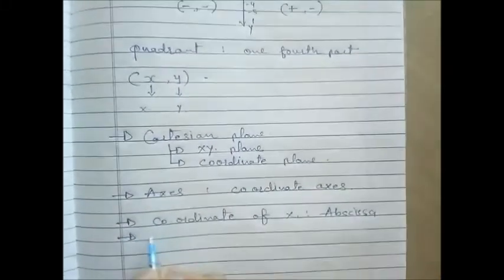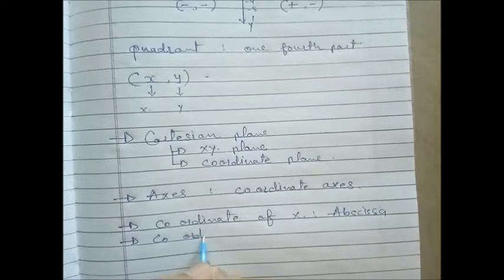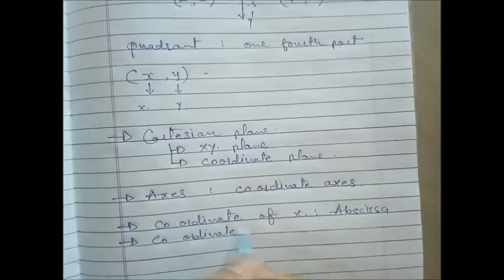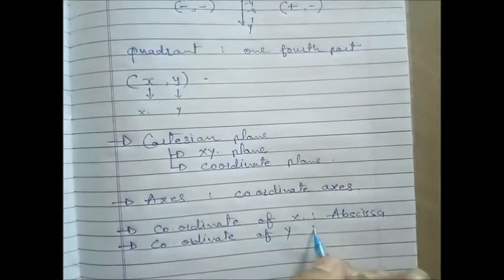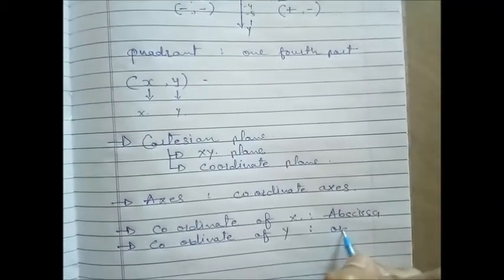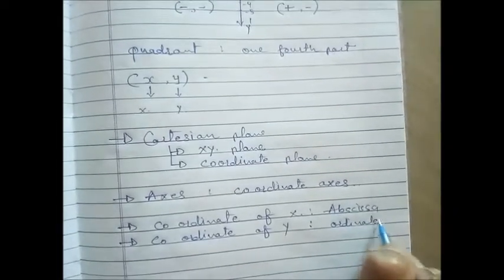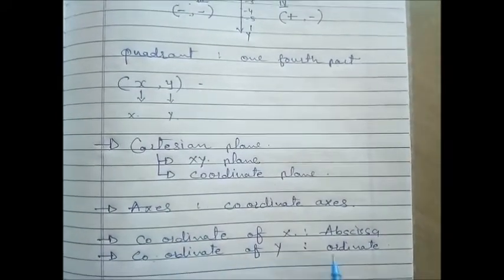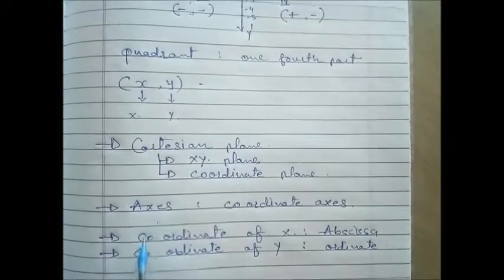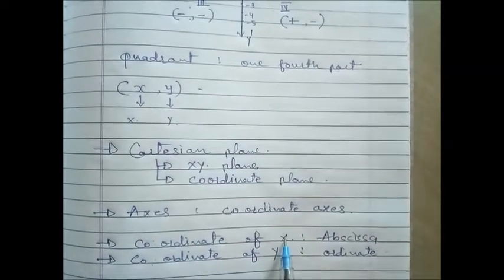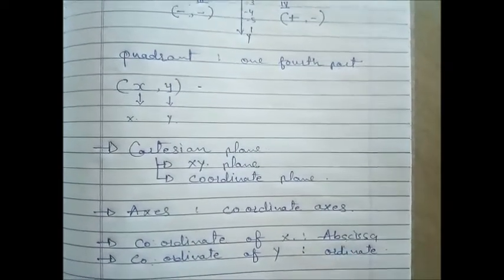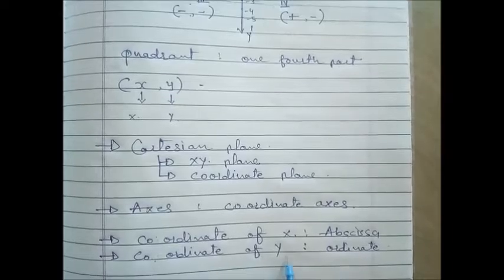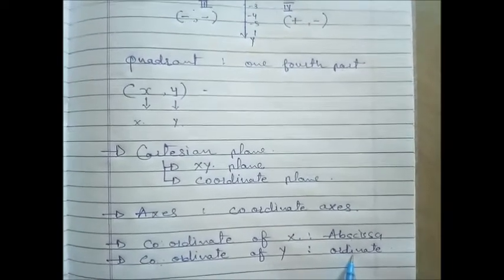And the coordinate of y is known as ordinate, right? I will tell you what it is. Coordinate means what, and ordinate means what, right? The coordinate of the x-axis is known as abscissa, and the coordinate of the y-axis is known as ordinate, right?